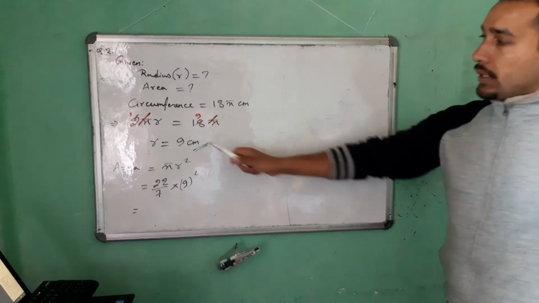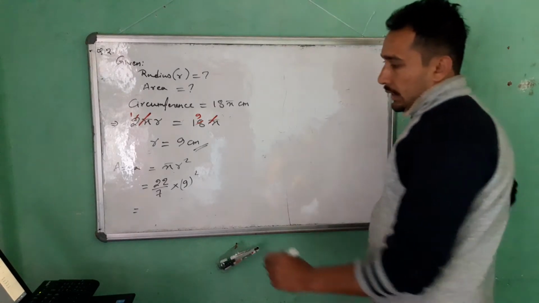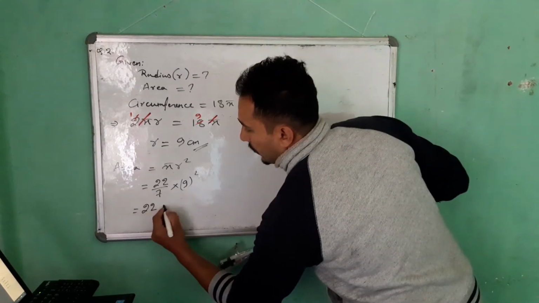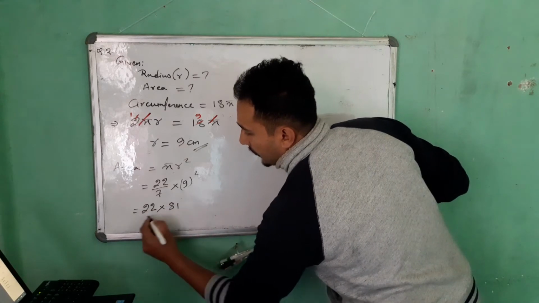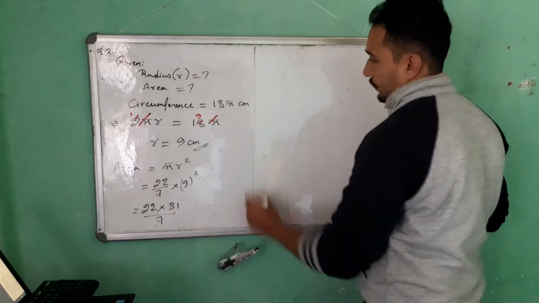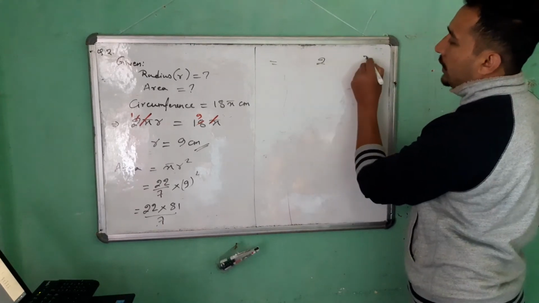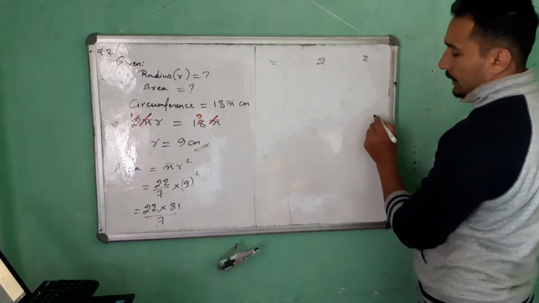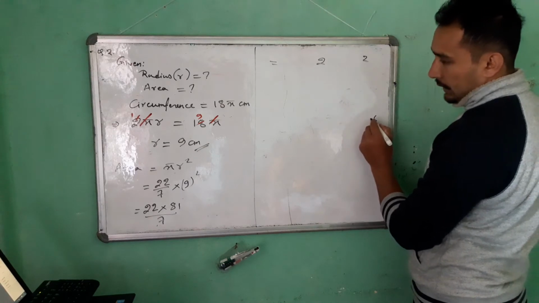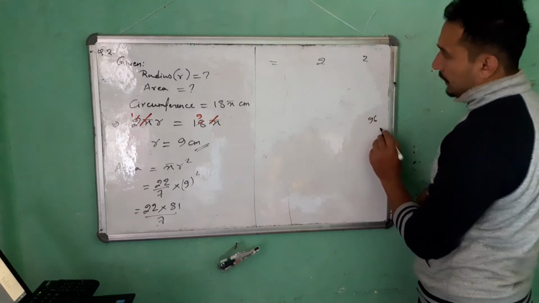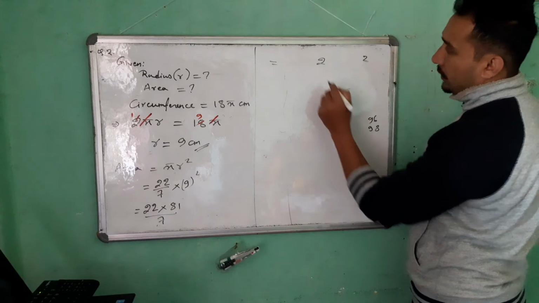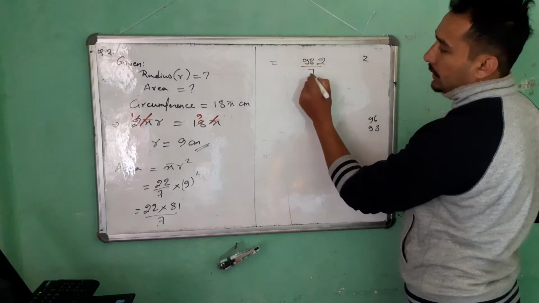Okay, radius we have got 9. So 22 into 9 square is 81 divided by 7. 22 ones are 22, 2 is left. 22 8s are 16, 1 is 8. 96 plus 2, 98. Okay, 98 divided by 7.